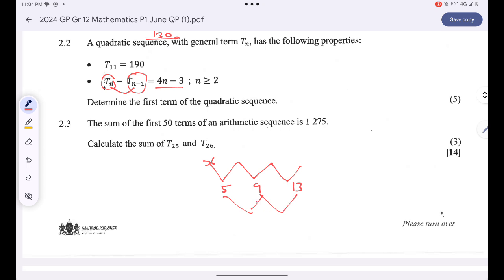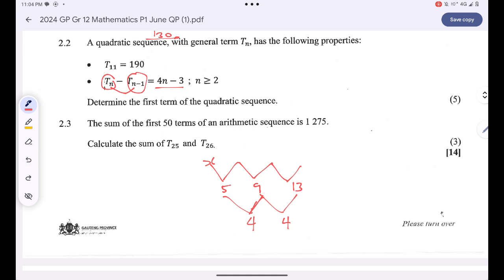Please note that for the second difference, I just need to say 9 minus 5. This will give me 4. 13 minus 9, this will give me 4. So I can see that my second difference is common, and this one is arithmetic.